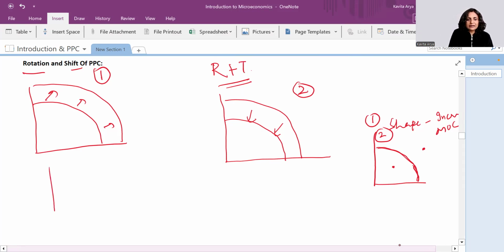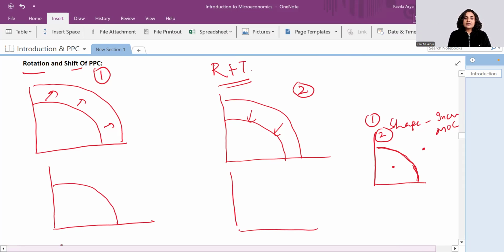Rotation means one thing is changed and the other thing is not. What does it mean? Our initial PPC is this. Say the production technology or resource of X is enhanced, keeping Y as constant. So Y is constant and we are able to produce more of X. So this is called rotation. Means we have kept Y as constant, but X has been increased. On the contrary, if the resource or technology or both of X is reduced, keeping Y the same, so this would be a leftward rotation.